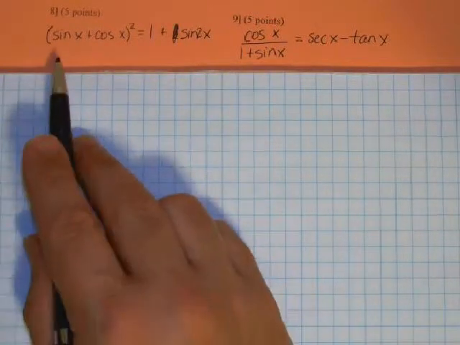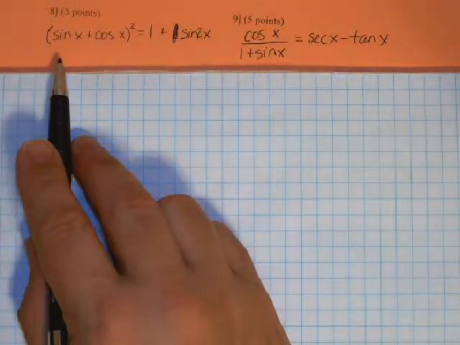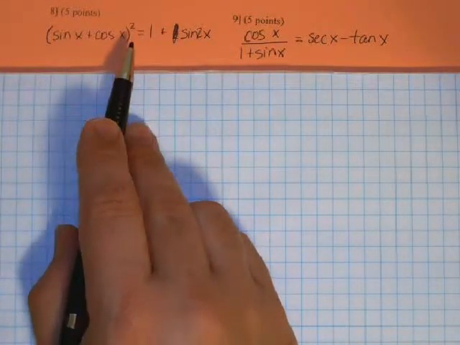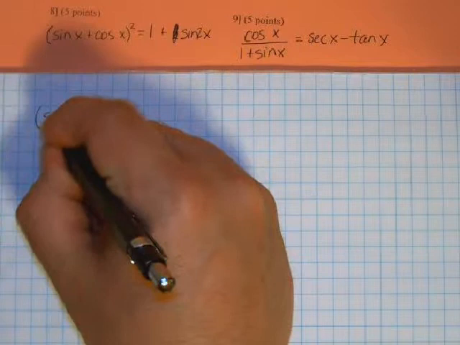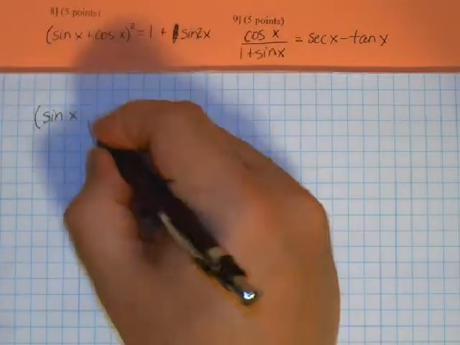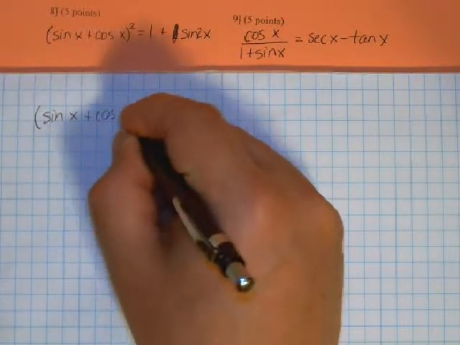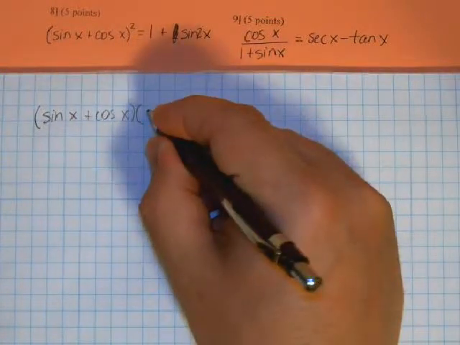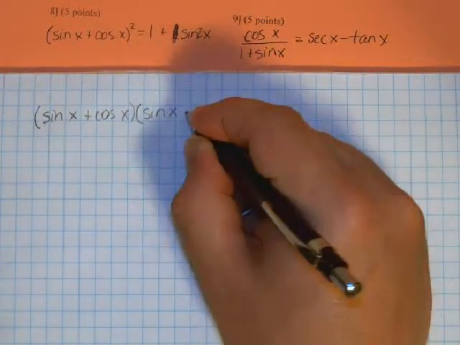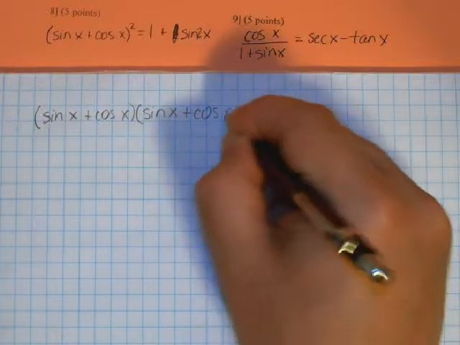Number 8. We have the quantity sine plus cosine squared. Now, some of you just said that it was sine squared plus cosine squared, which isn't correct. So go ahead and write them as two binomials, and we'll go ahead and use FOIL.